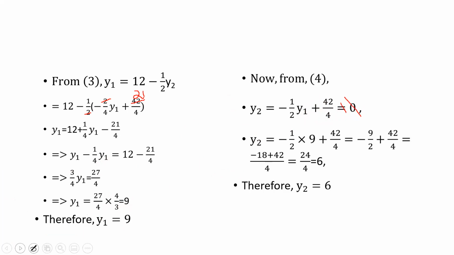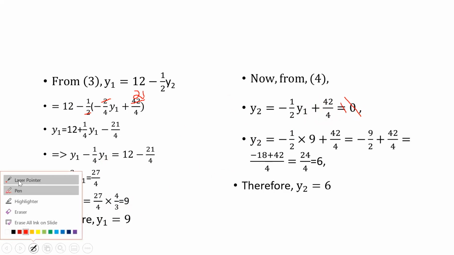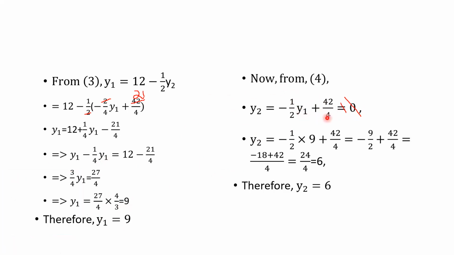Okay. Now, y2 equal to minus 1 by 2 y1 plus 42 by 4. So obviously y2 equal to minus 1 by 2 into what is y1 here? It has been solved to be 9. 9 plus 42 by 4, this is equal to minus 9 by 2 plus 42 by 4.